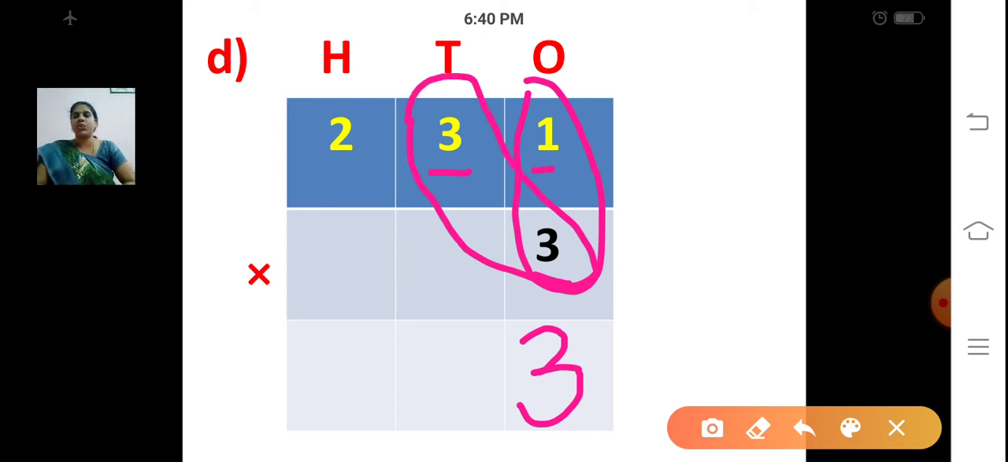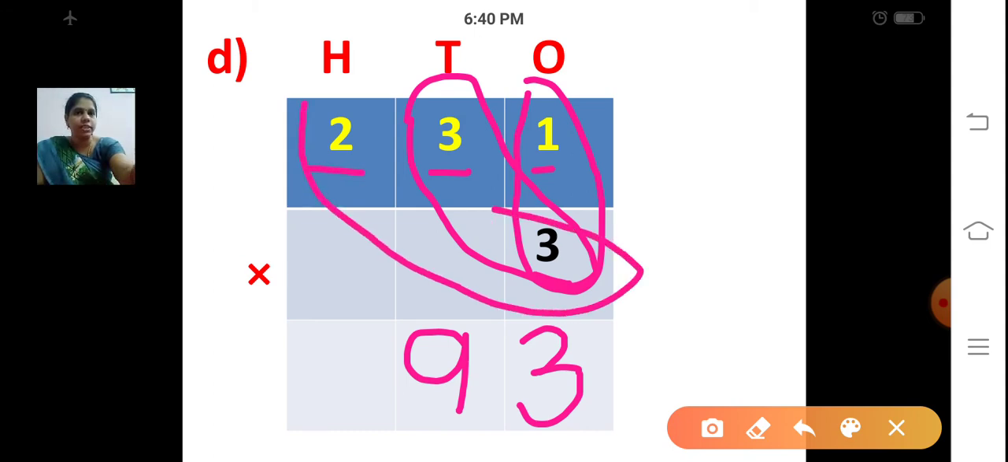Now second step is 3 3s are 9. 3 1s are 3, 3 2s are 6, 3 3s are 9. So the answer is 3 3s are 9. Write it below the tens place. Now we are going to the third step.